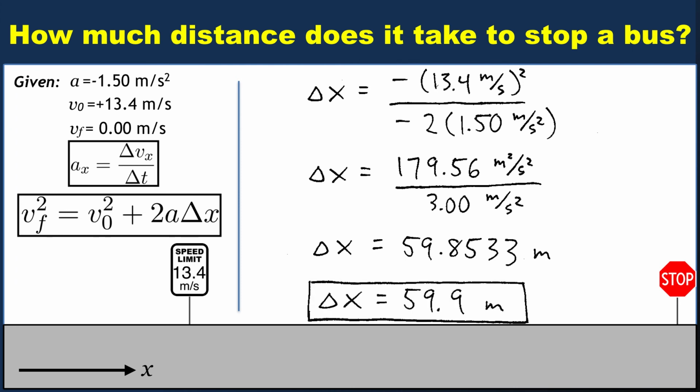So the bus driver would have to start applying the brakes nearly 60 meters in advance of the stop sign with an acceleration of magnitude 1.5 meters per second squared in order to stop by the time they get to the stop sign.